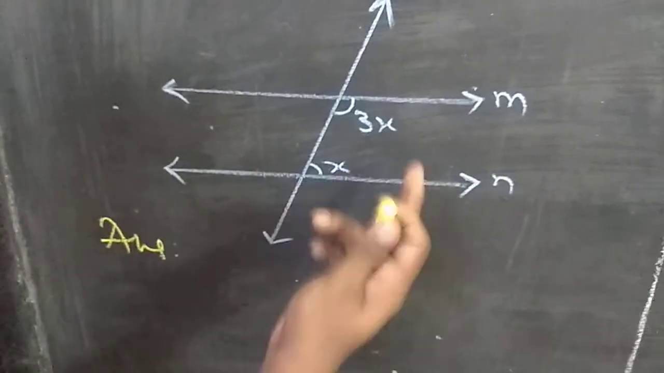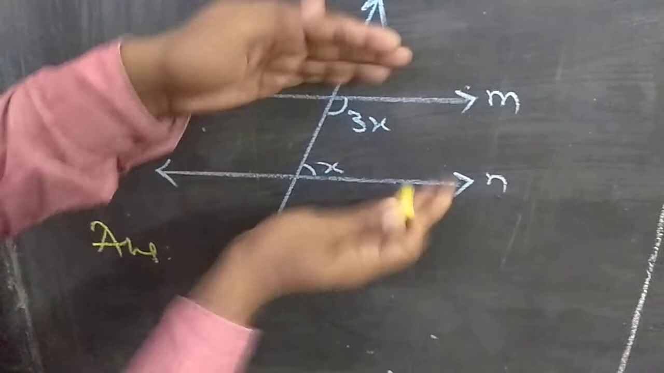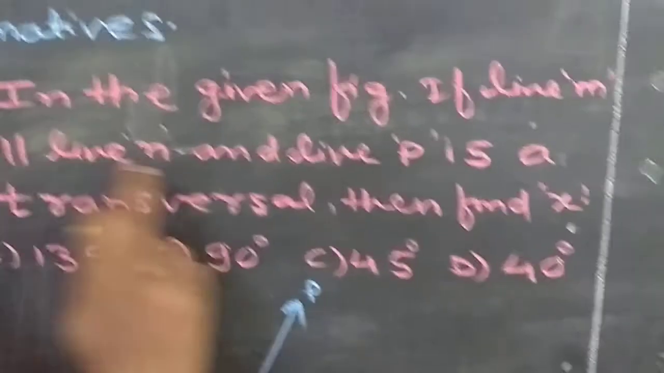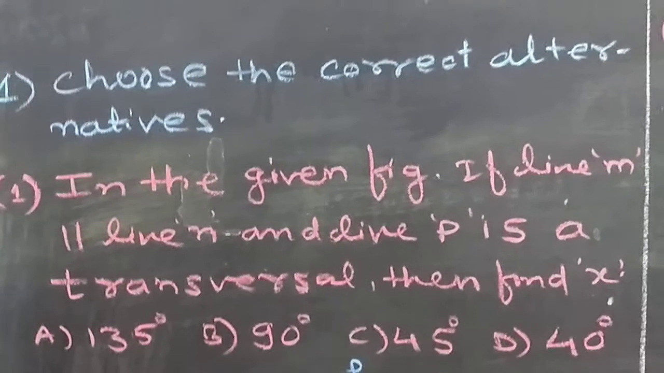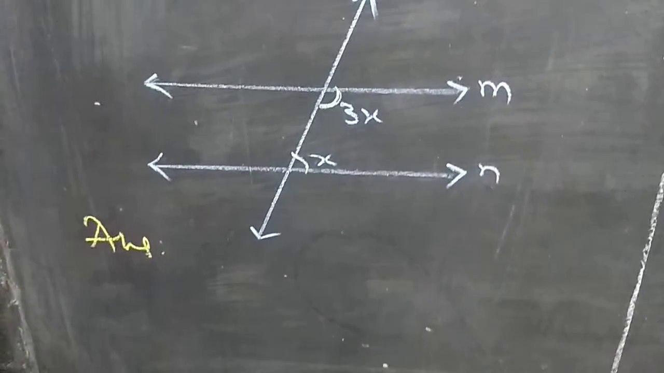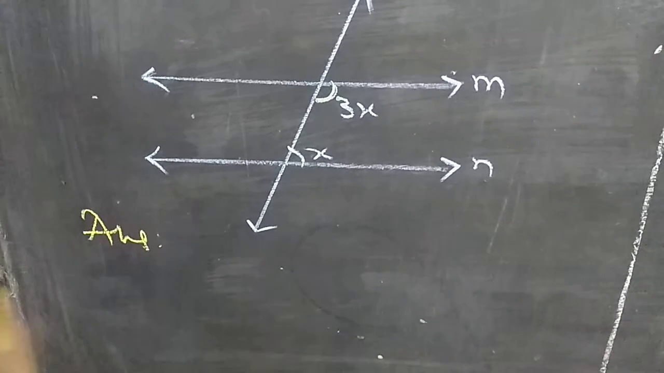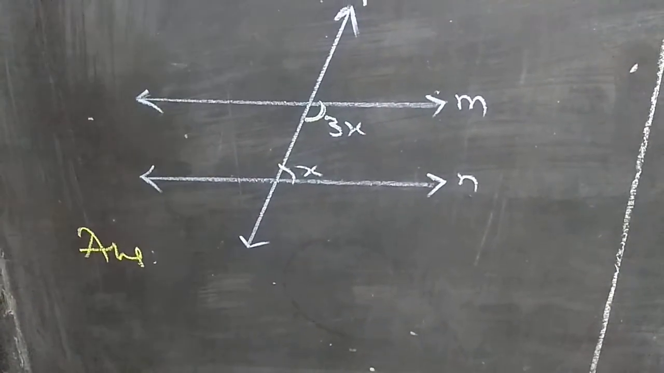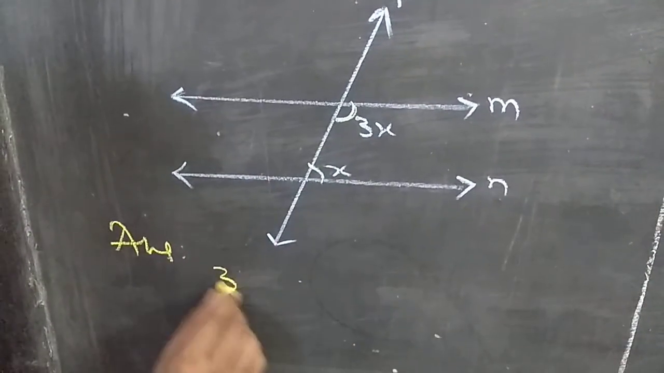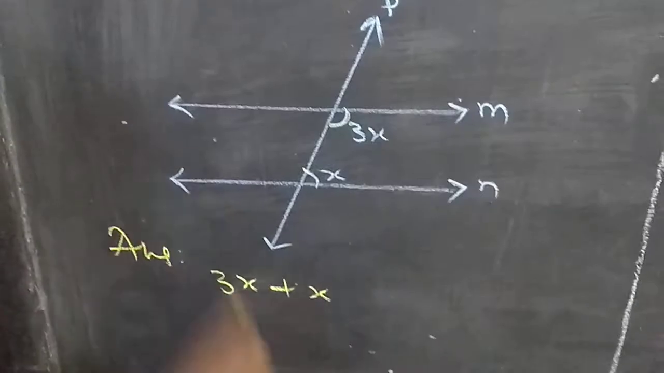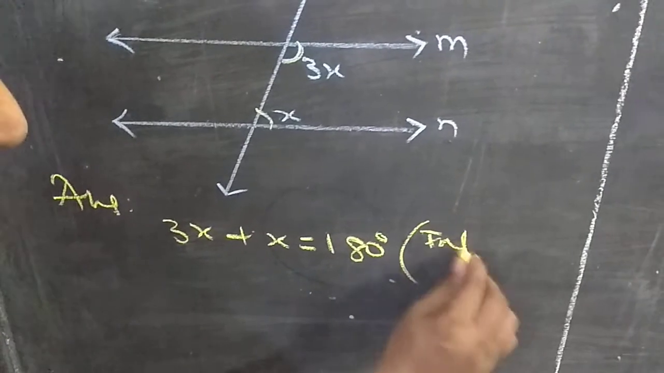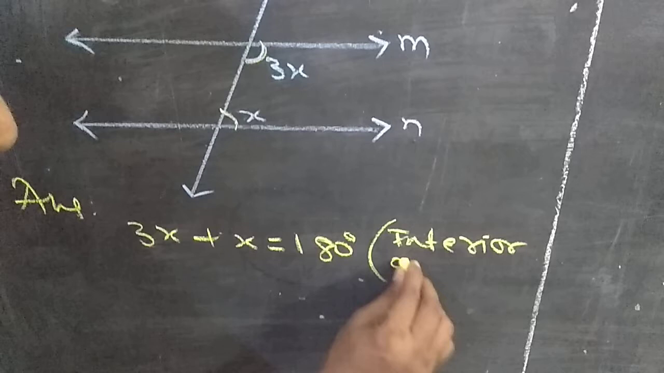See here, 3x and x both are coming in between these two parallel lines. It is already given in the question that line M and line N both are parallel, and P is a transversal line. So this angle and this angle will form interior angles, and we know well the sum of interior angles is supplementary. Supplementary means what? 180 degrees. So 3x plus x is equal to 180 degrees. Why? Interior angles.